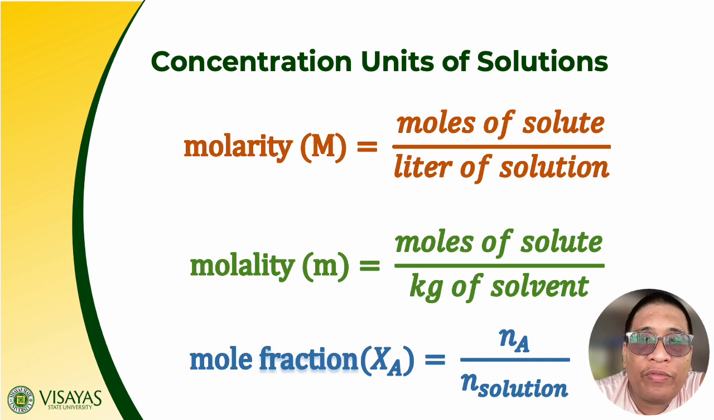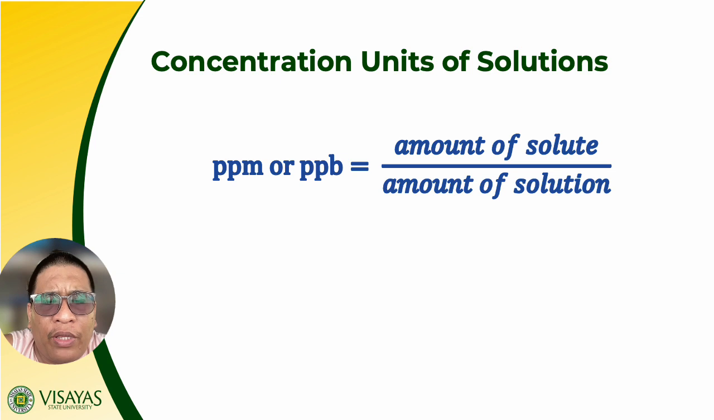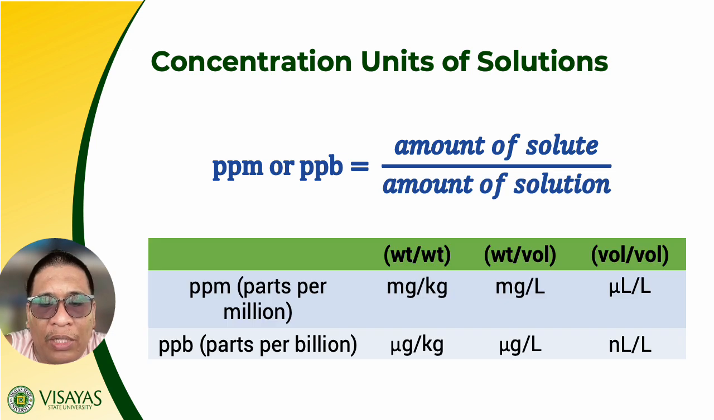Another concentration unit would be the ppm or ppb, which means parts per million or parts per billion, which denotes the amount of solute per amount of solution. Specific units will be used, signifying that it could either be ppm or ppb, which will be shown in this table.